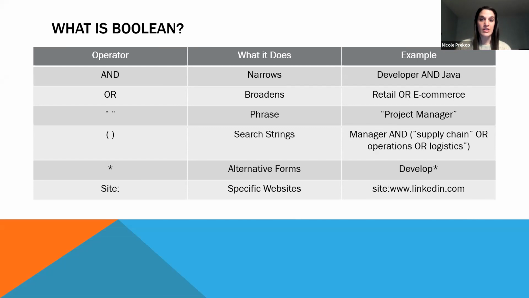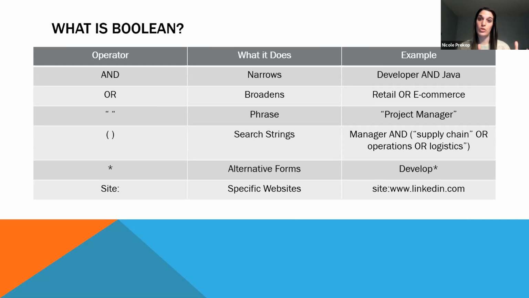The last 2 here are, again, just quick tips and tricks. The asterisk is my absolute favorite. It saves so much time, and it really helps to identify alternative forms of maybe the word or title that you're searching. So for example, develop with an asterisk would pull back developer, developing, develops, development, developments. So all of those different alternative forms.